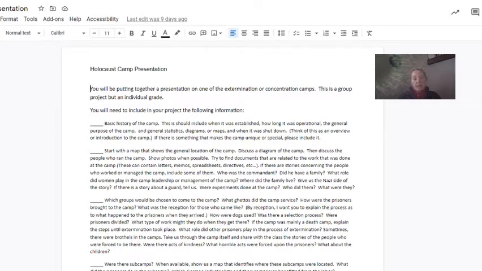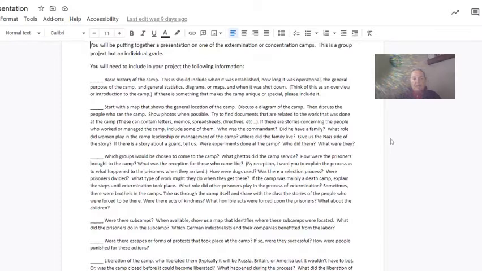So here we go. You're going to need the basic history of the camp. You're going to be able to find that super easy. This should include when it was established, how long it was operational, the general purpose of the camp, general statistics. All of that you can find, and you can put that on a slide or two. I think that's going to be very doable for you.